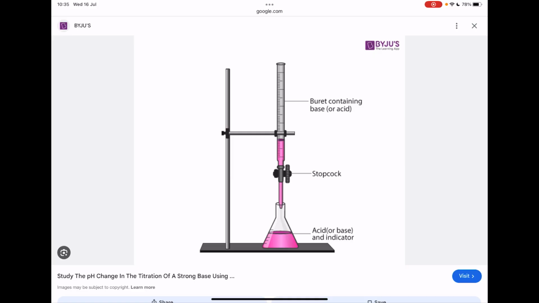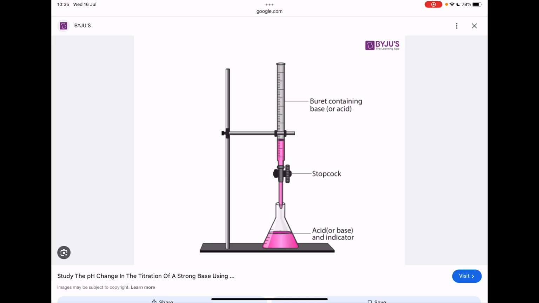At that point, we want to add some indicator, which will change colour based on whether you have an acid or alkali. Our next step is to take our burette. We want to fill it with the other substance, so either the acid or the alkali. This will be the substance that we don't know the concentration of, and then we're going to slowly add that substance to our conical flask until the point of neutralization is reached and that indicator only just changes colour.